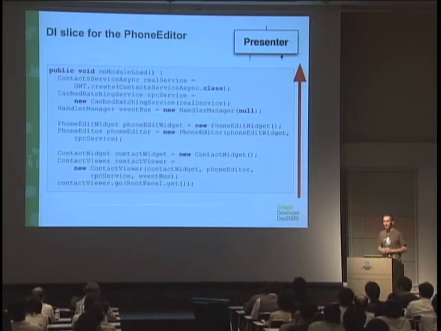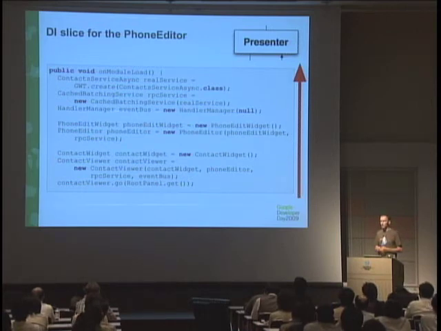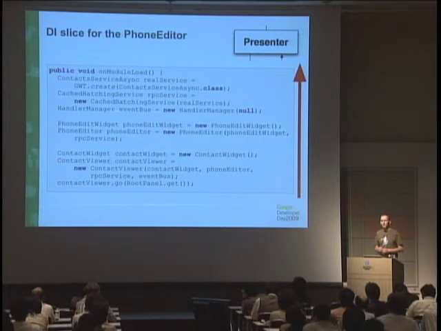And in order to make that call, we have to construct a contact viewer. So the line immediately above that, you see that we construct the contact viewer. But the constructor there has 4 parameters: contact widget, phone editor, RPC service, and event bus. So those are dependencies. So what do? We simply construct those. So if you read above that, you see those dependencies.